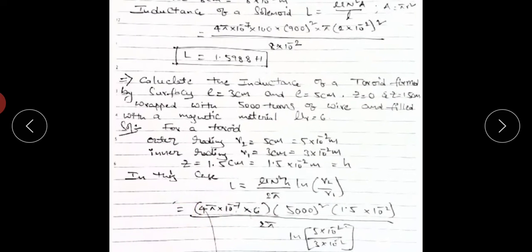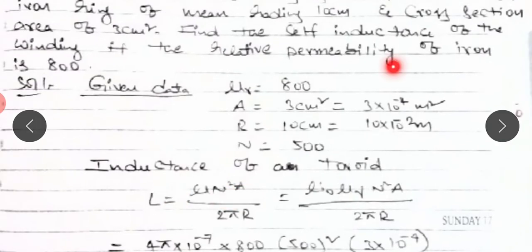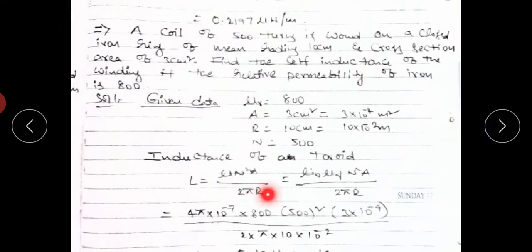In the previous problem, two radii and the height were given. In that situation we used that formula. Here the data is different, so we use the toroid inductance formula. First the given data: mu r equals 800 relative permeability, area A equals 3 centimeters square, r equals the mean radius 10 centimeters, and n equals 500 turns. In meters: A is 3 into 10 to the power of minus 4 meters square, r is 10 into 10 to the power of minus 2 meters, and n is 500.